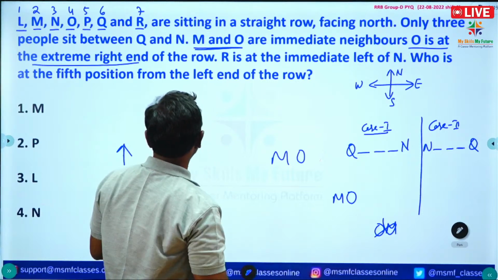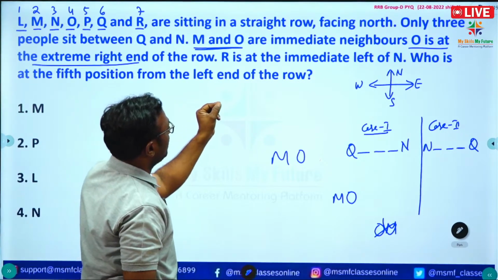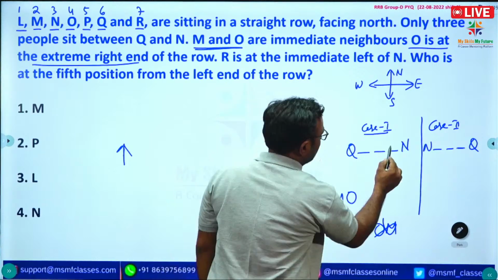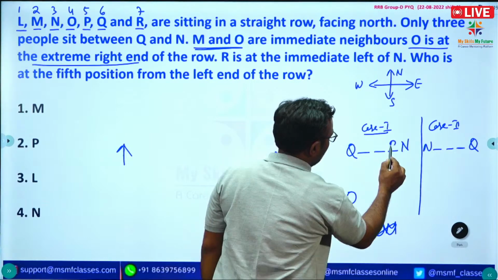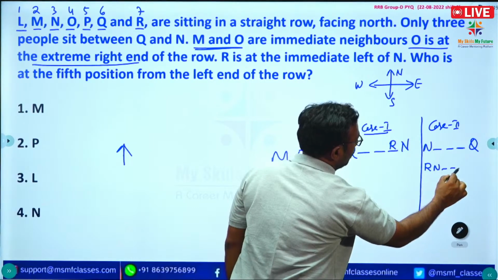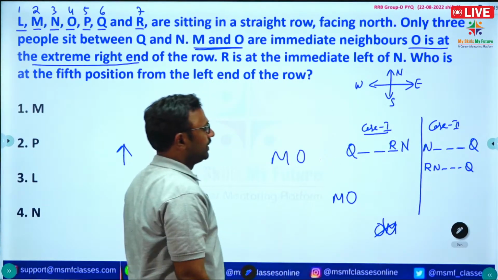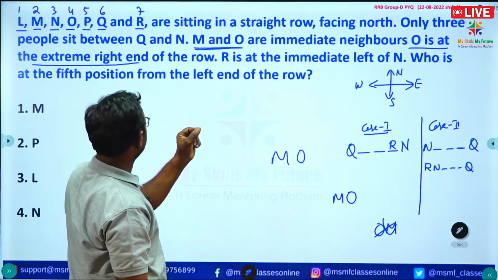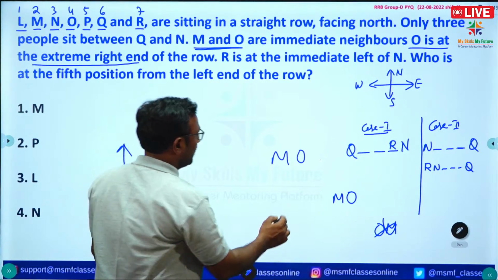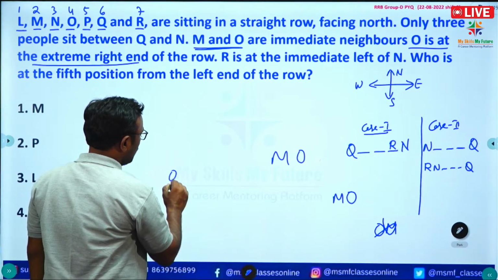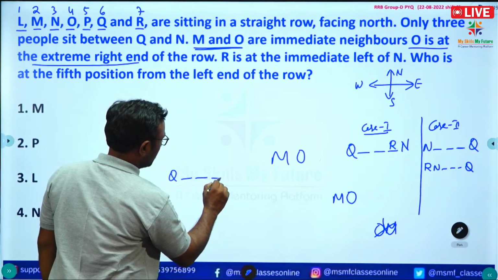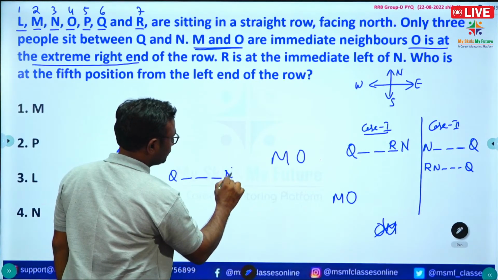Okay, right. Next, see that R is the immediate left of N. We can write here one possibility, and we can write here also immediate left of. Okay, right. So see that who is in the fifth position. Suppose here I am taking Q. There are 3 people between Q and N.